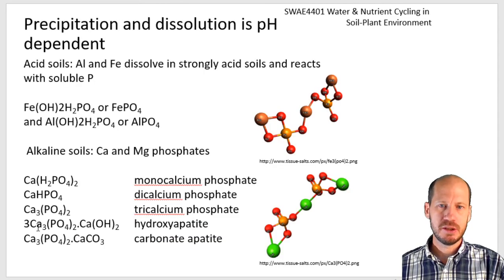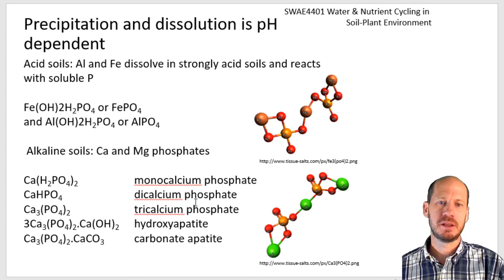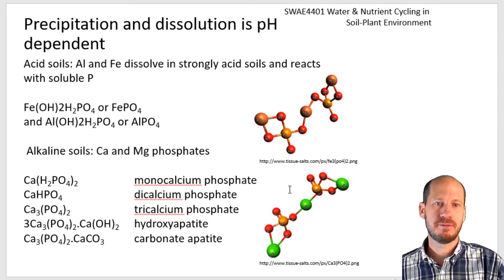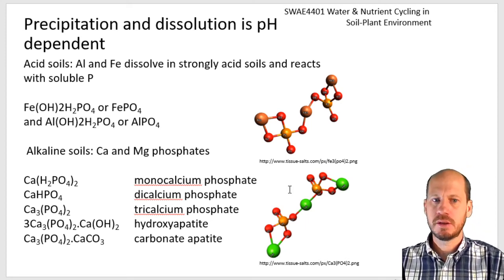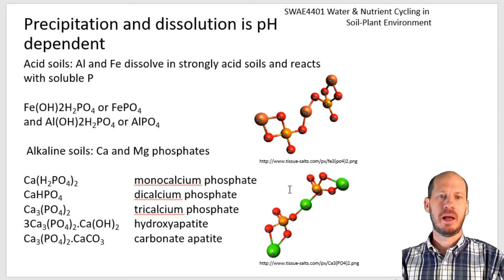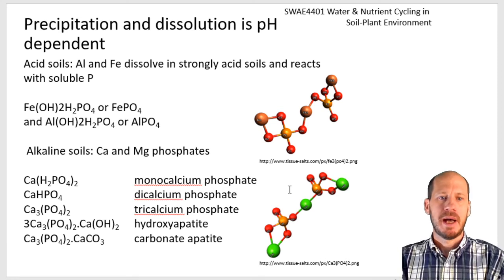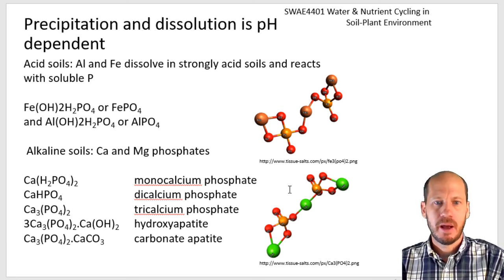So precipitation and dissolution of ions is really important in the soils, and this precipitation is highly dependent on pH. Here is an example about phosphorus. Phosphorus is available to plants as phosphate ions, and in acid soils, these phosphate ions will be precipitated with iron and aluminium. But in alkaline soils, these phosphate ions will be precipitated with calcium and magnesium.